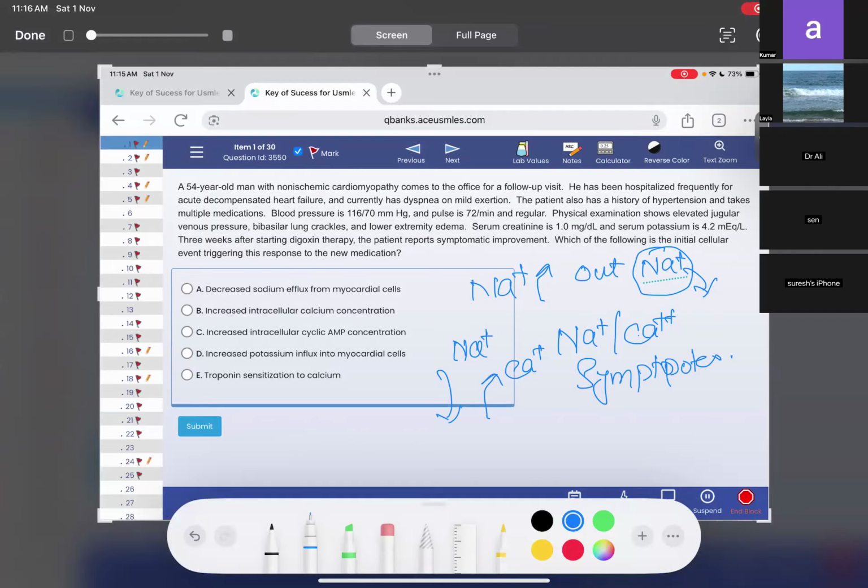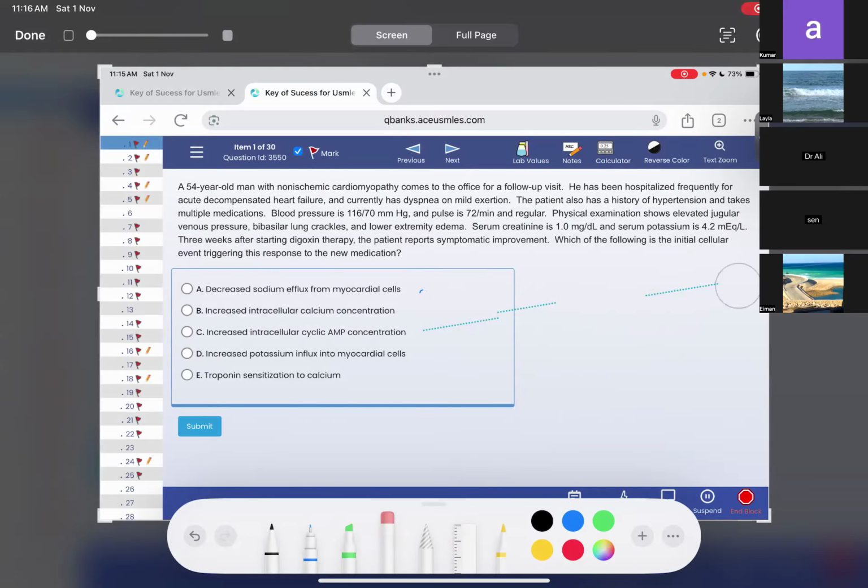So doctor, is it the potassium that goes out, or sodium? I don't get it. You said sodium will be out and potassium will come inside. Yes, influx of potassium and efflux of sodium. Okay, let me summarize it for you.